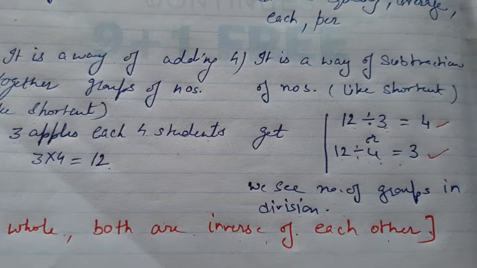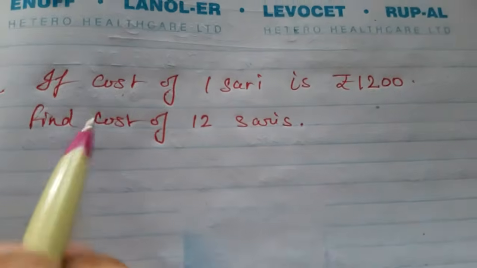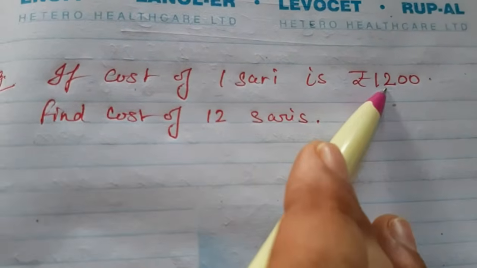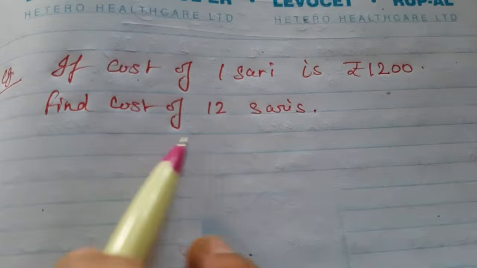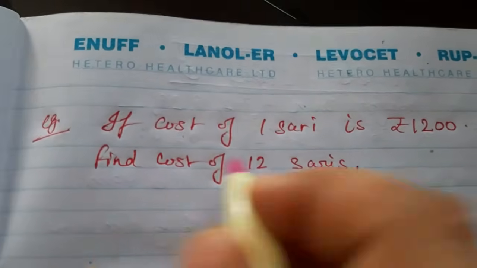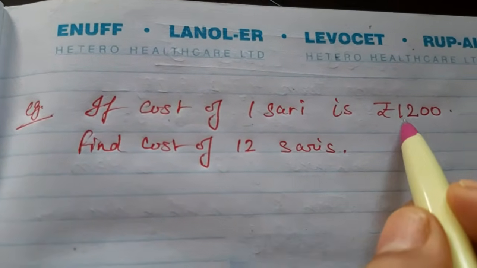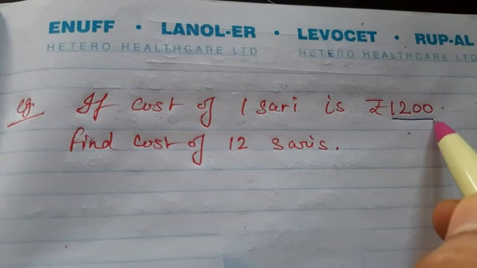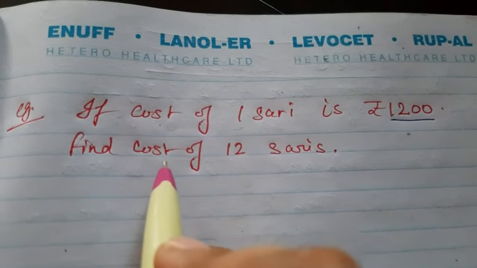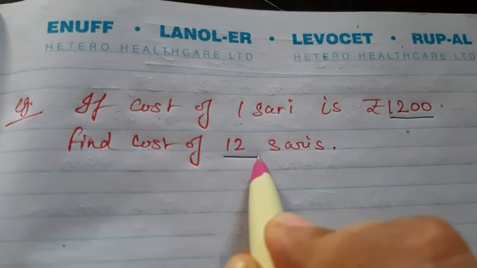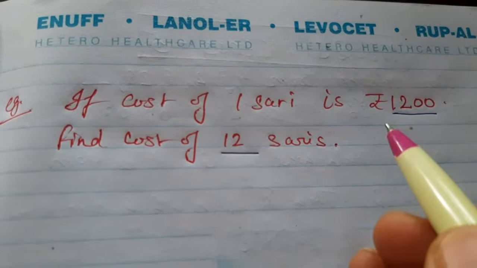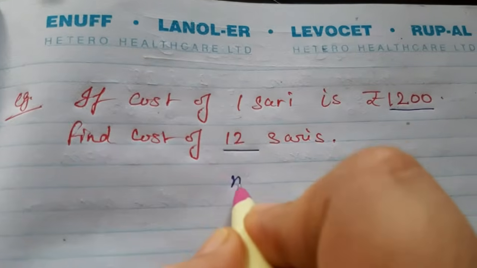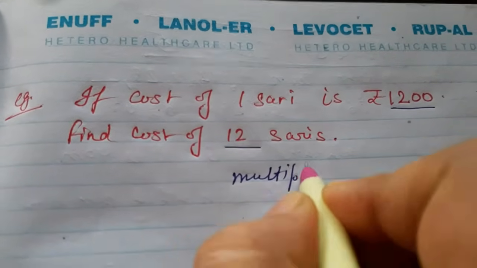Let us discuss one example. If the cost of one sari is rupees 1200, then find the cost of 12 saris. Now we know the cost of one sari. We are given only the cost of one sari. We have to find out the cost of 12 saris. So we have to find for more than one. Then what will we do? We will multiply here.